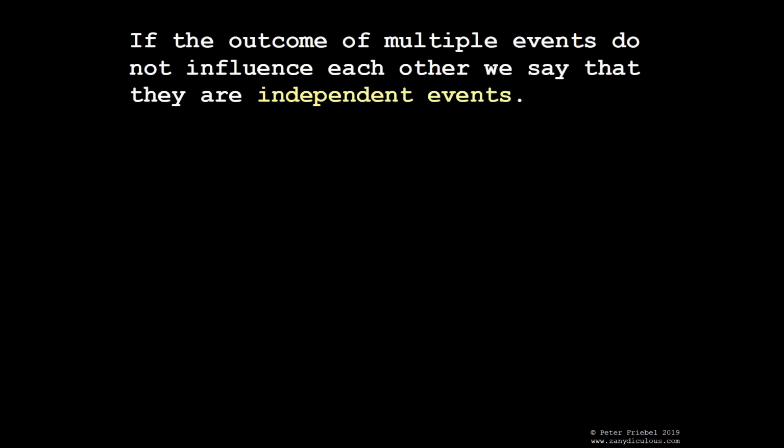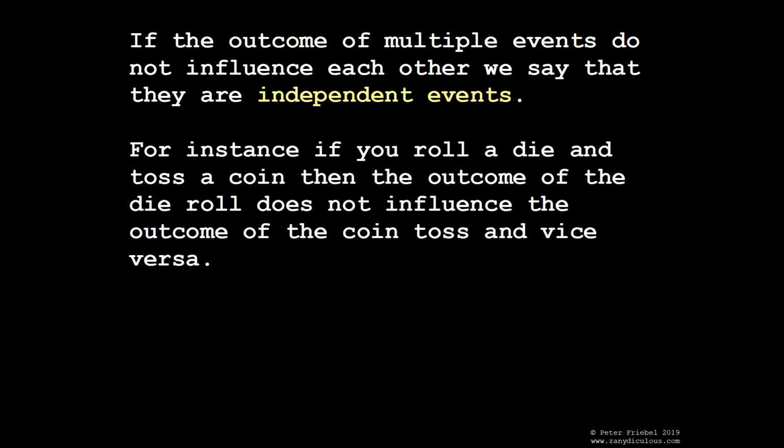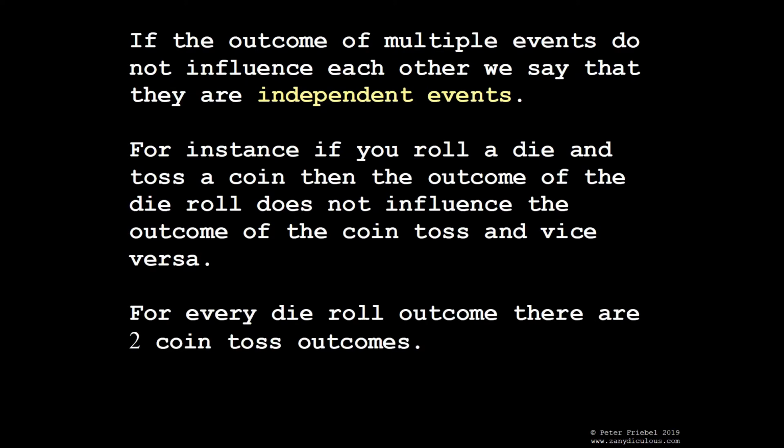If the outcomes of multiple events do not influence each other, we say that they are independent events. For instance, if you roll a die and toss a coin, then the outcome of the die roll does not influence the outcome of the coin toss, and vice versa. For every die roll outcome, there are 2 coin toss outcomes.